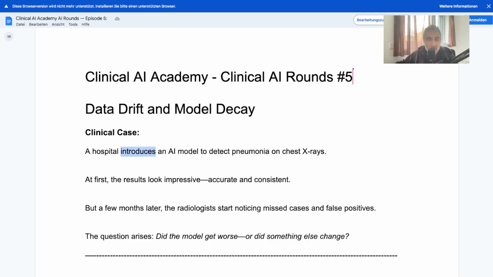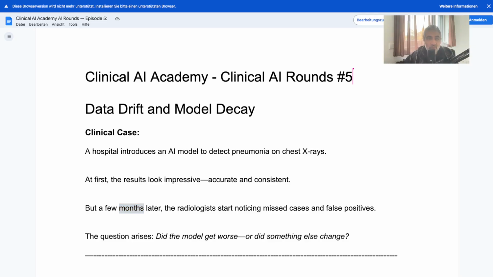At first, the results are great, like great accuracy and consistent. But a few months later, the radiologist starts noticing missed cases or false positives. So the model is telling that there is pneumonia when there is no pneumonia, adding more work or confusing the whole clinical workflow. So the question arises, did the model get worse or what happened? So you start wondering what's going on.